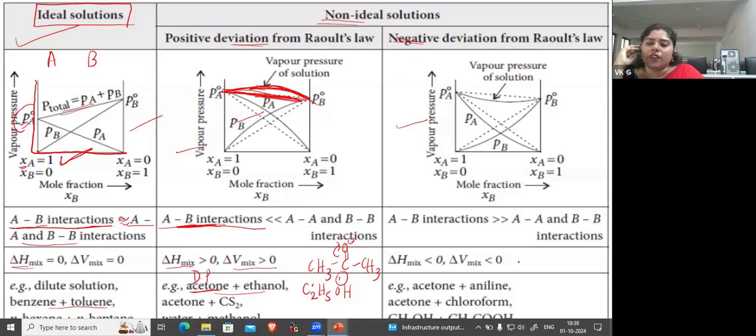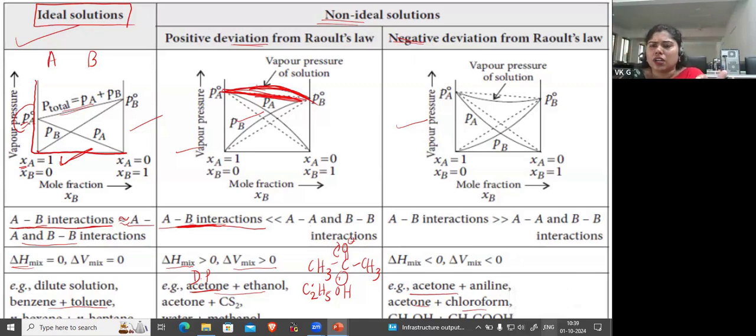Whereas in the case of negative deviation, you have a few examples like acetone and chloroform. Acetone and chloroform, there can be hydrogen bonding happening. Hydrogen bond is said to be stronger than dipole-dipole. After mixing, there will be hydrogen bonding. That means the force of attraction became stronger, the vapor pressure is not escaping, the vapor pressure decreased. That's why you call it negative deviation, you should understand.